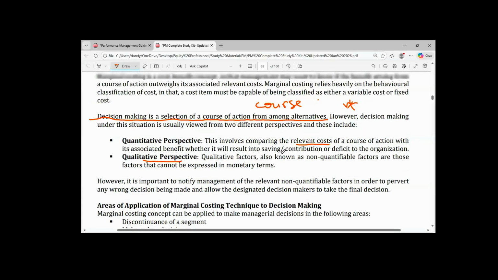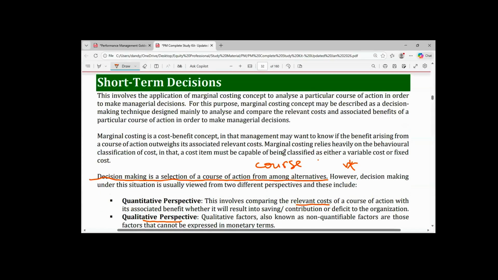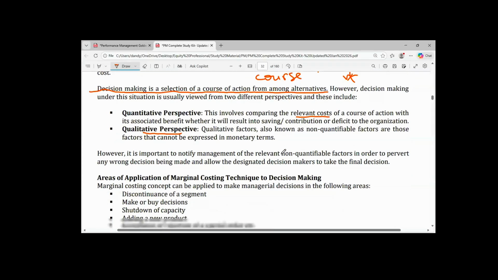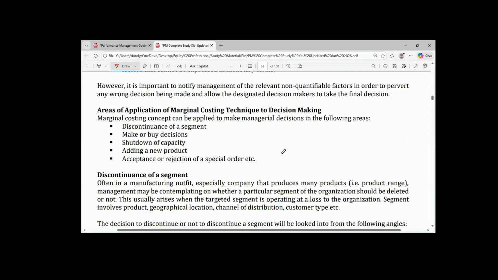All right. So that is the introduction to short-term decisions. Now, let's talk about areas of application of the marginal costing technique.